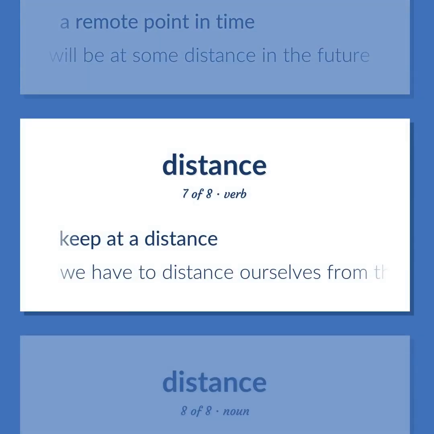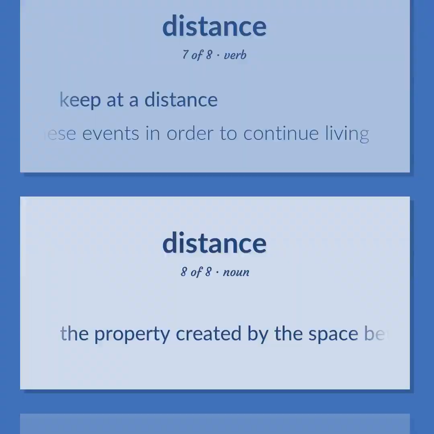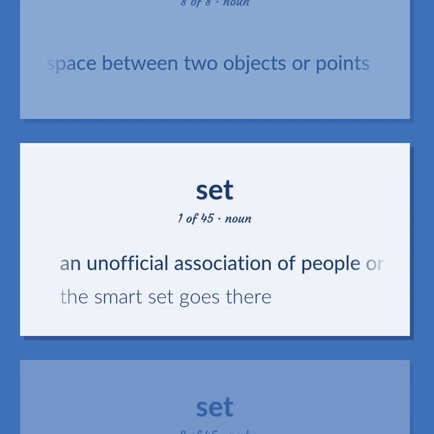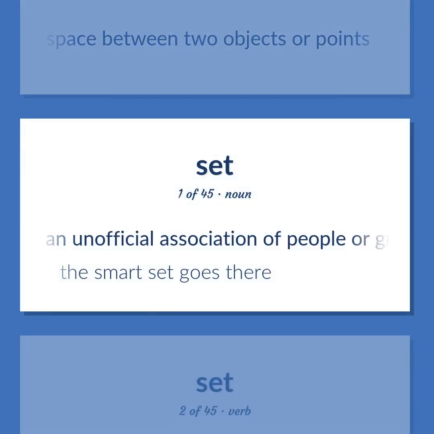Keep at a distance. We have to distance ourselves from these events in order to continue living. The property created by the space between two objects or points. An unofficial association of people or groups. The smart set goes there.